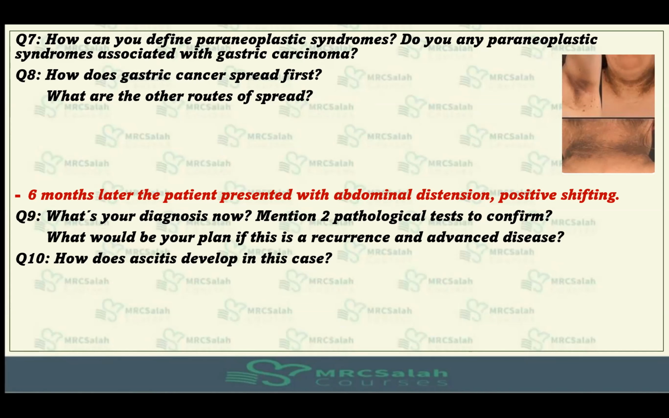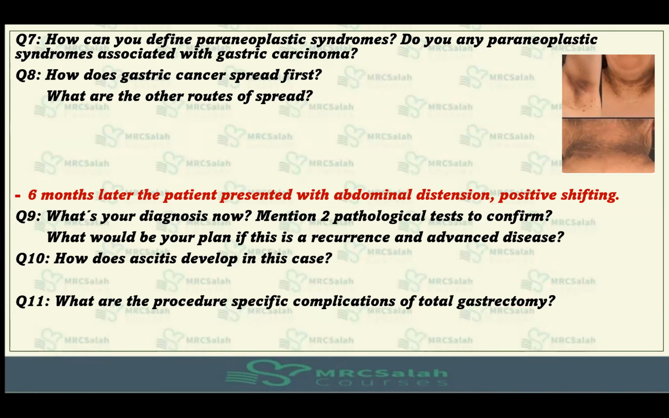Okay. These, by the way, are called Starling forces. They are the cause of any edema in the body. And in this case, it occurs because of liver metastasis, mainly. Okay. So what are the procedure-specific complications of total gastrectomy?